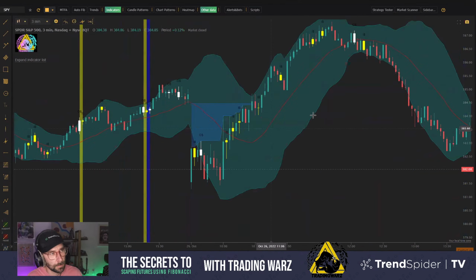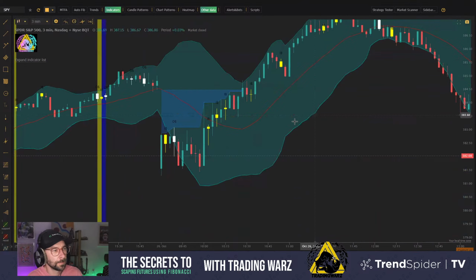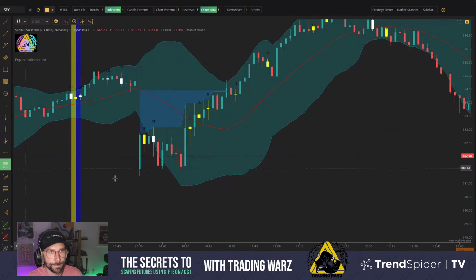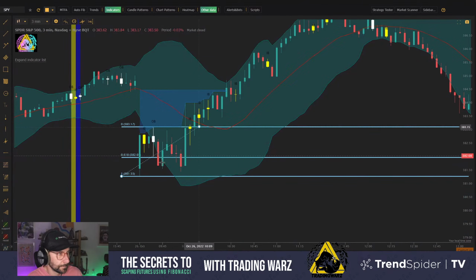I think on the 3 minute you could see a little bit more detail, but it is a little bit faster. So let's go ahead and draw it up on the 3 minute. You could actually see a lot more detail here. You could see the first 618, we had that bounce, you could see it bounce twice off the level, but on the 5 minute, you're not going to see that.